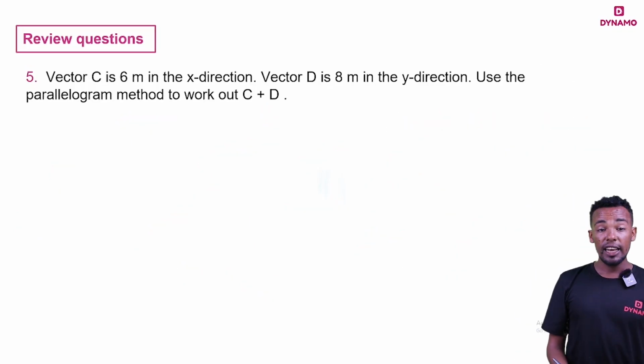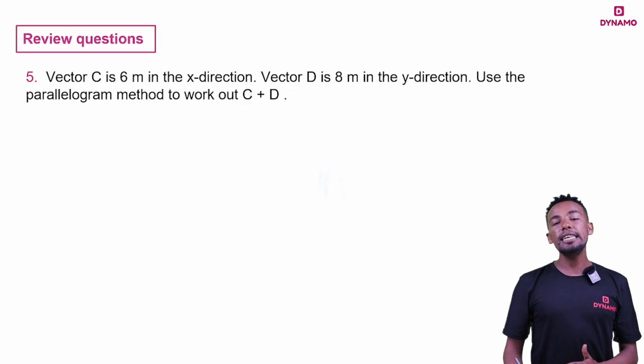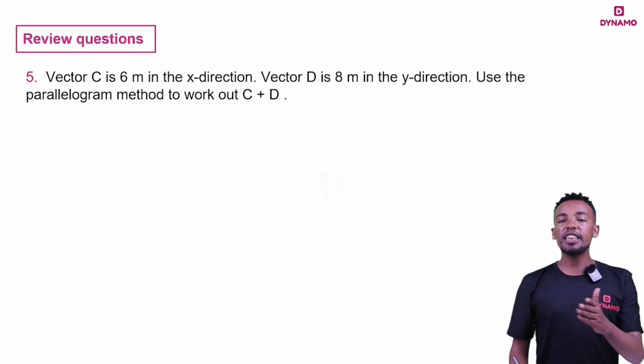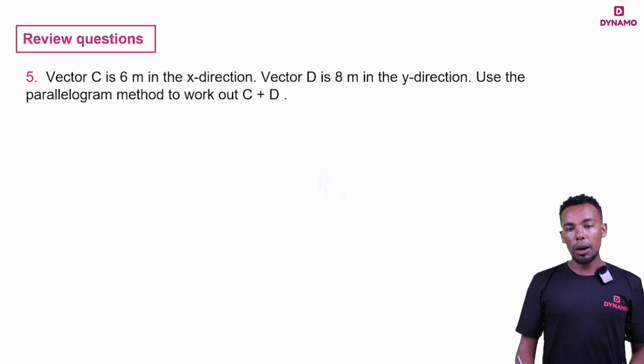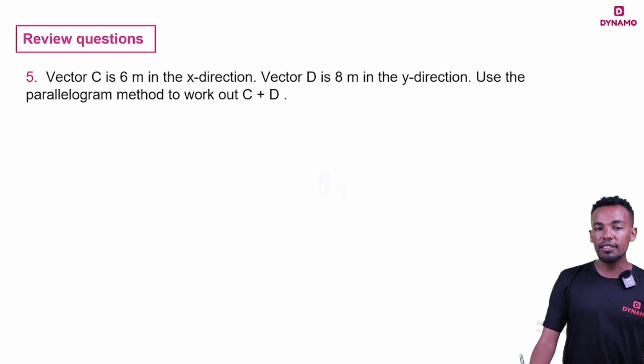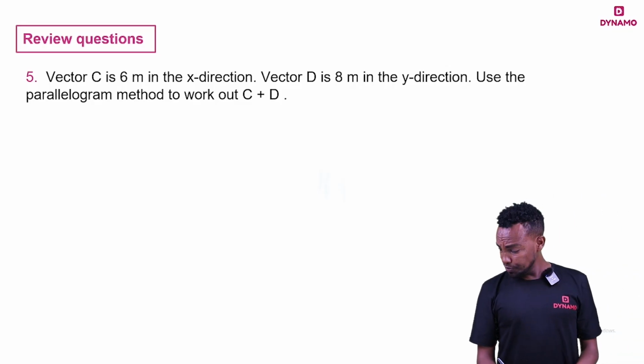Question number 5 is what? Vector C is 6 meter in x direction and vector D is 8 meter in y direction. Using the parallelogram method, you can work out C plus D jedha jechuudha.